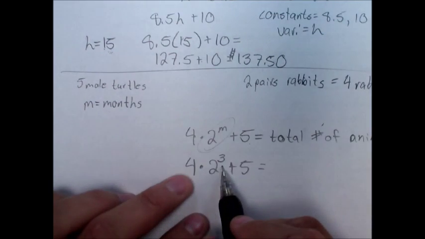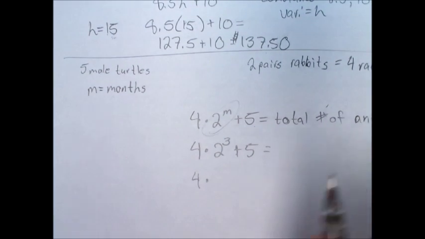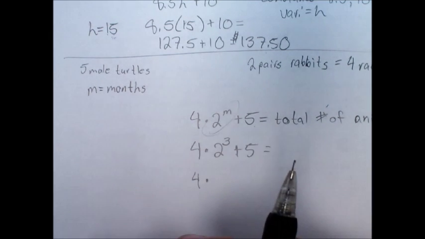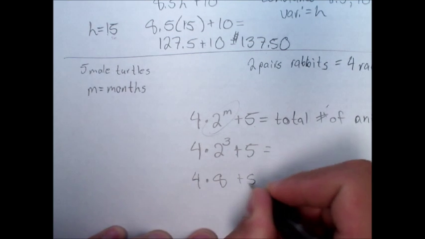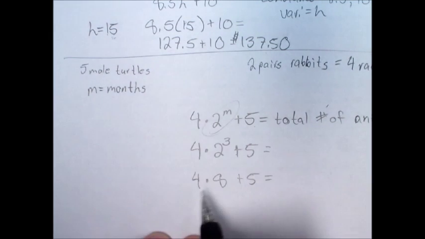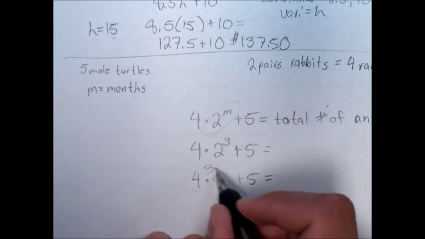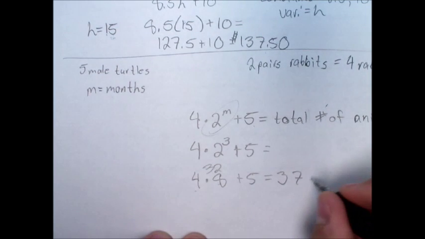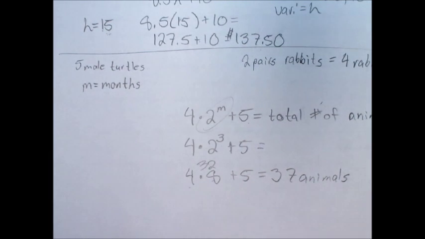After 3 months, we have 4 initial rabbits. We think that for every rabbit there's going to be 2 more rabbits, and for every month they can reproduce again. So 2 to the 3rd is what? 8. Plus my 5 turtles. So 4 times 8 is 4 times 8, people. 32, thank you. Plus 5, 37. So he will have 37 animals in 3 months, right?